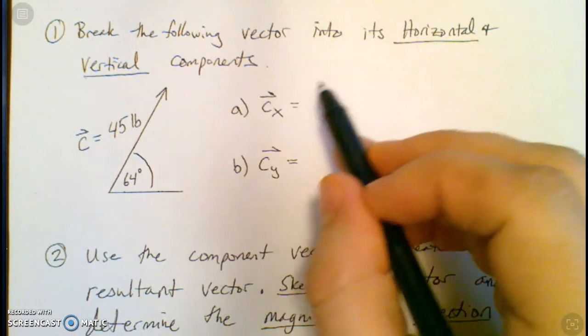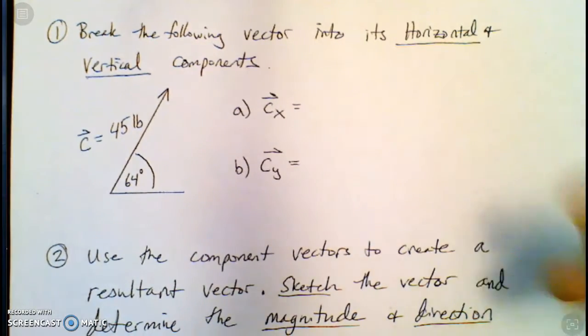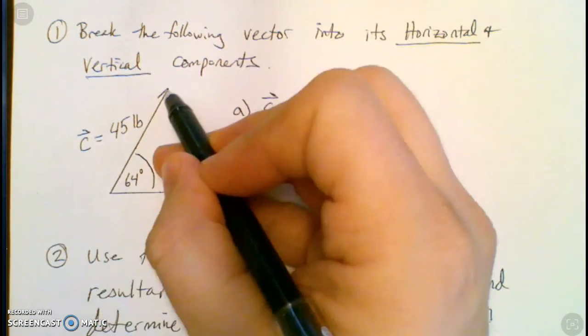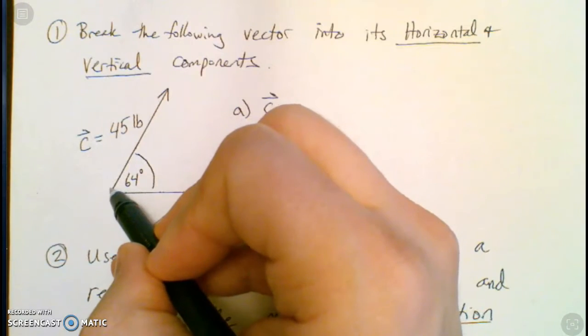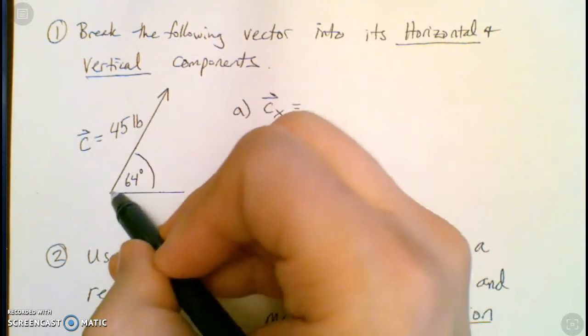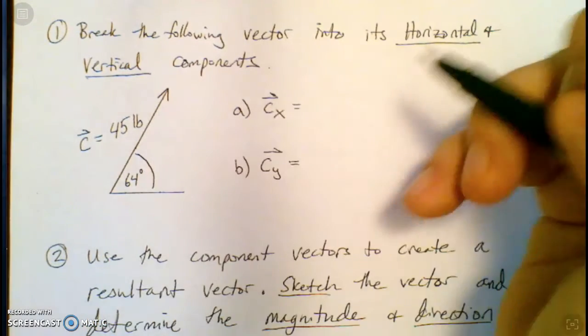I gave you the shortcut way to do this, and that's the way I'm going to do it from now on, even though I went into a longer math answer earlier. But if you ever have a diagonal force, so this is a 45-pound force that, if I gave it sense, goes up and to the right. It's at a 64-degree angle.